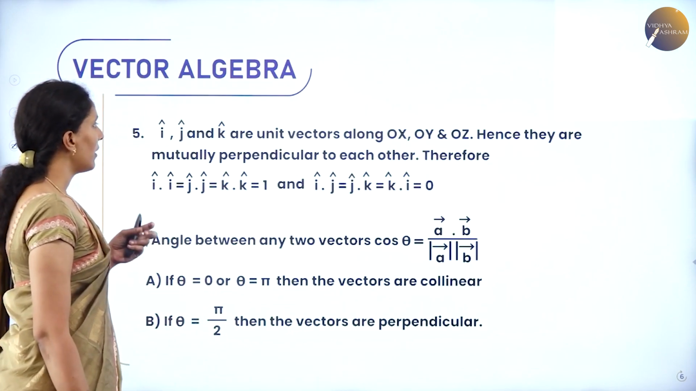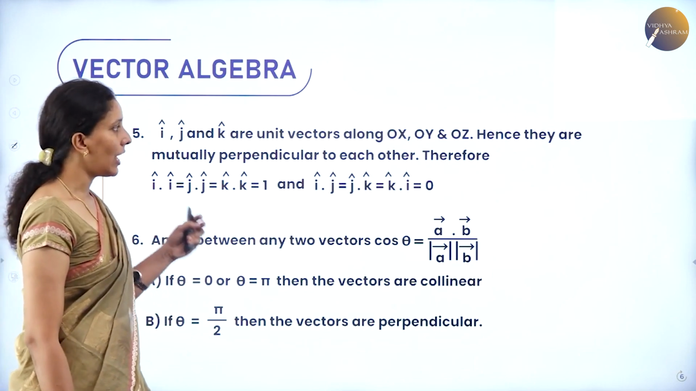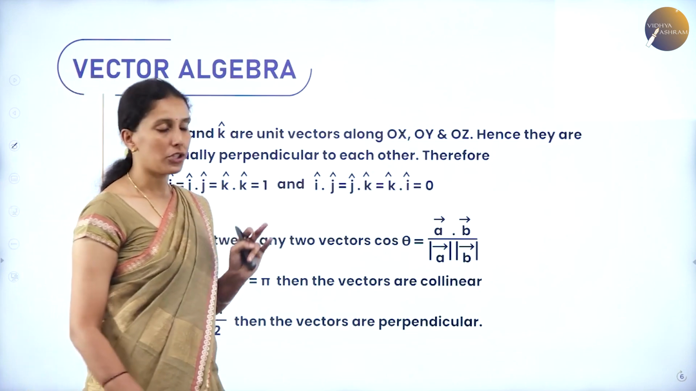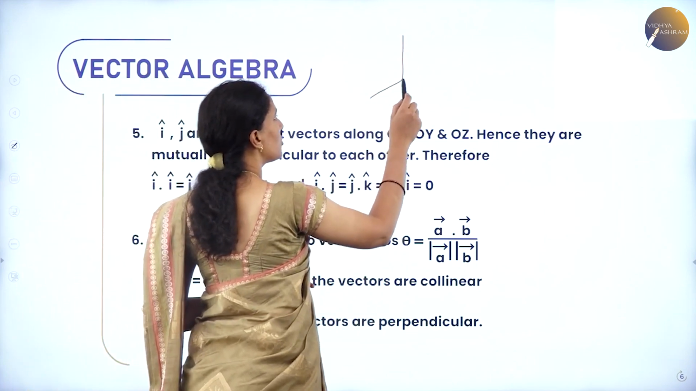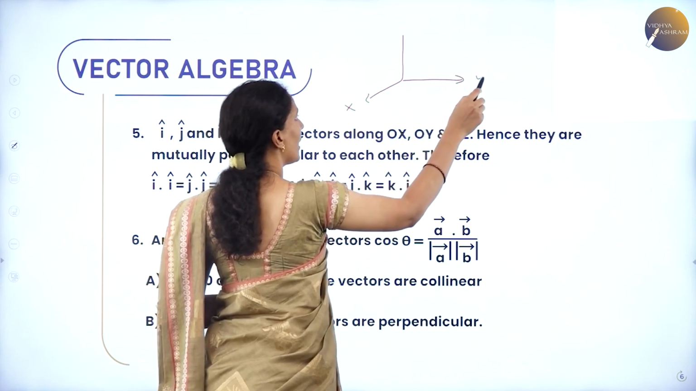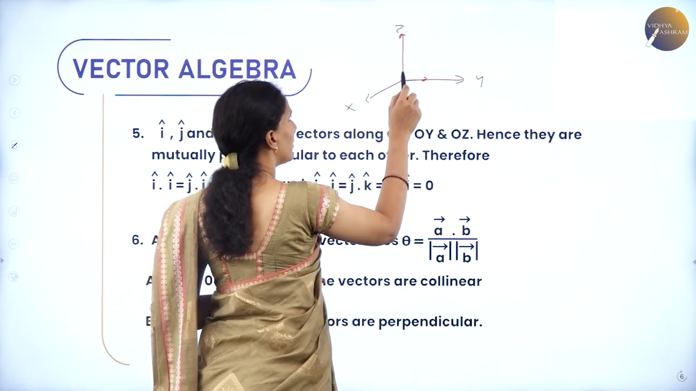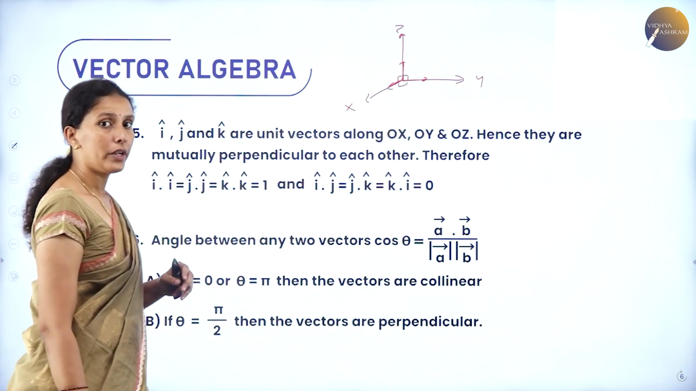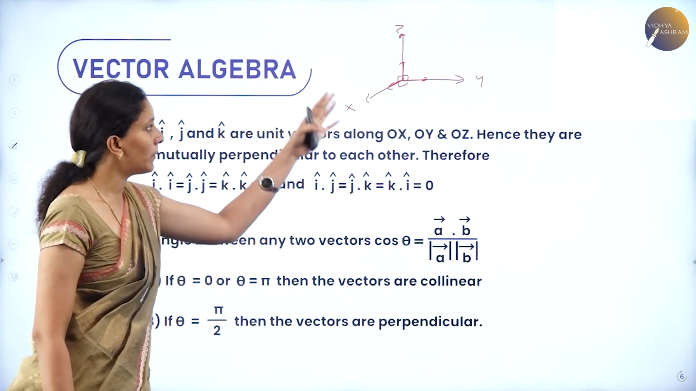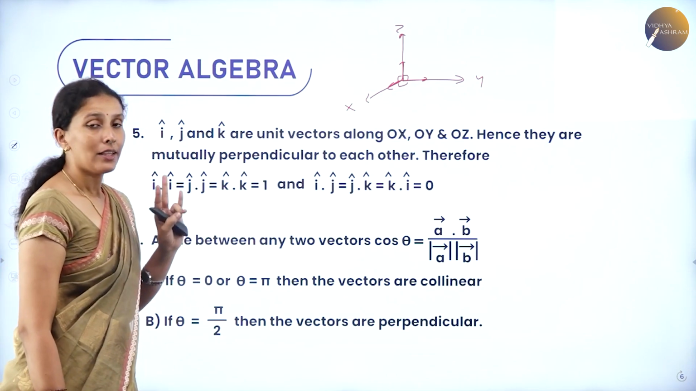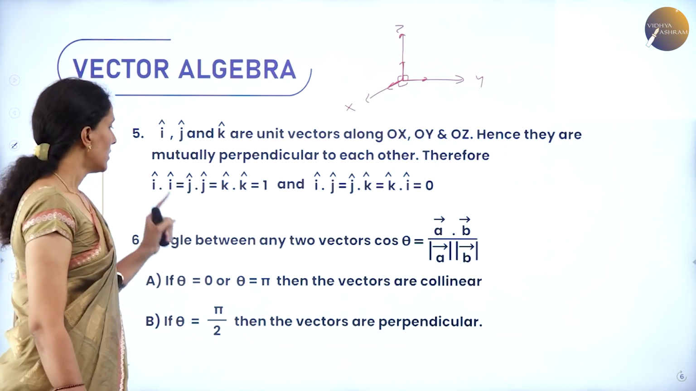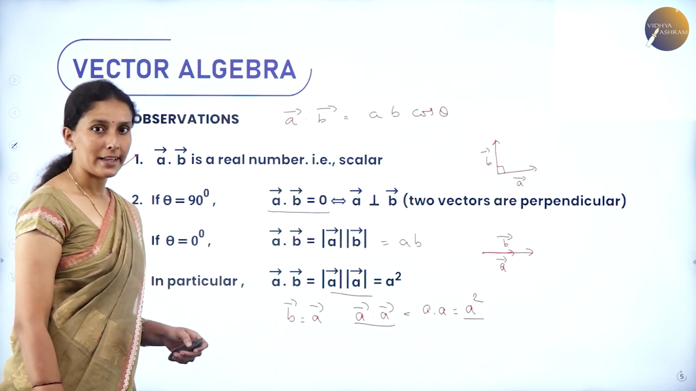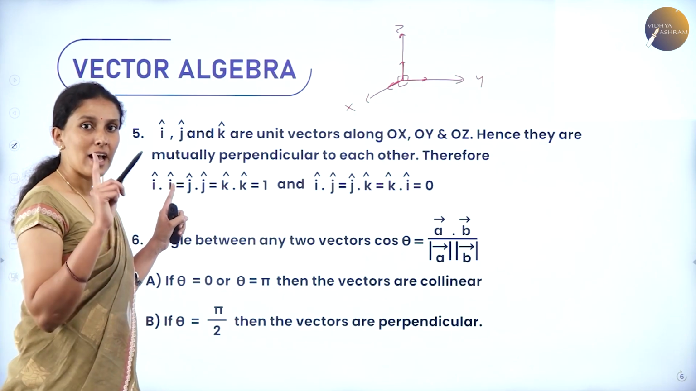Next, if i, j, k are the unit vectors along OX, OY, OZ, they are mutually perpendicular to each other. We know that in any three-dimensional axis, that is x, y and z, i, j, k are also mutually perpendicular to each other. They are the unit vectors which are mutually perpendicular along OX, OY and OZ. Then what is the dot product of those vectors? So here, i dot i. We know that A dot A is nothing but A square. So i dot i is nothing but i square.